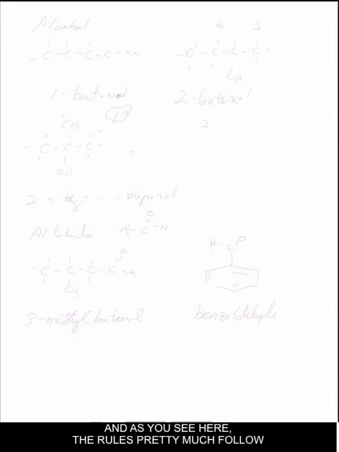I'm just going to review here some of the functional groups containing oxygen and their basic naming scheme. And as you see here, the rules pretty much follow what we looked at for the alkanes. You're going to name the base name based on the longest carbon chain that contains the functional group, and you're going to number the position of the functional group using locator numbers.